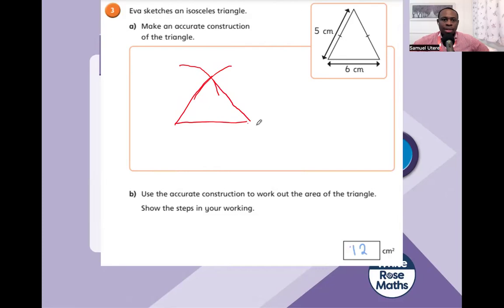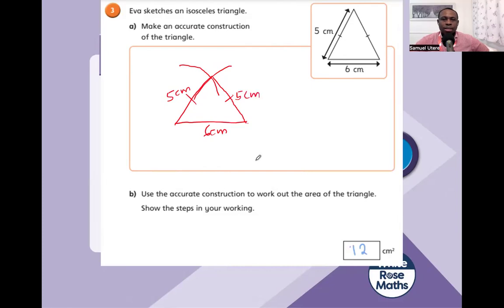I didn't intend it to be that long. I need to rub off the other parts so that it looks a bit decent. Just a minute. So that's what I want. So you label your sides. So that should be 6 centimeter. That should be 5 centimeter. Put the hatch marks to show that they are the same. And that should be 5 centimeter.